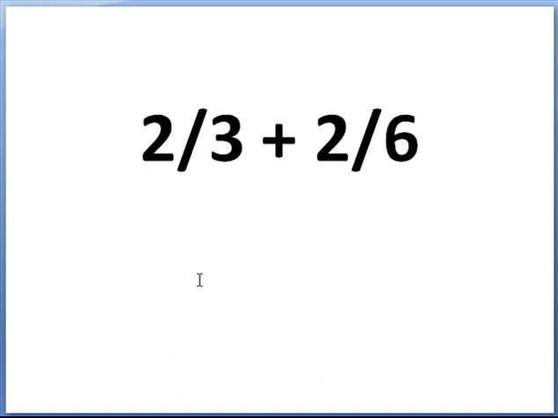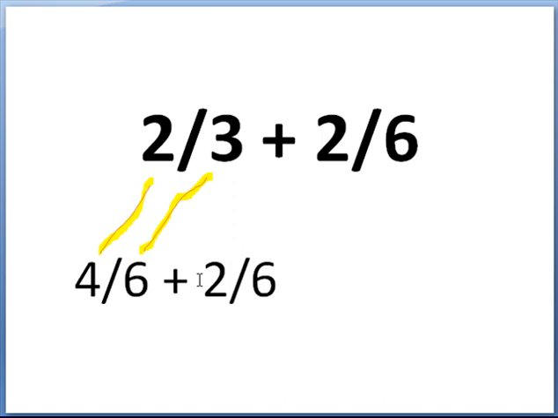Let's take a look at 2/3 plus 2/6. The denominators are not the same. I have to get the denominators to be the same. Well, it turns out that 2/3 can be turned into 4/6. This is the same number. It represents the same value.